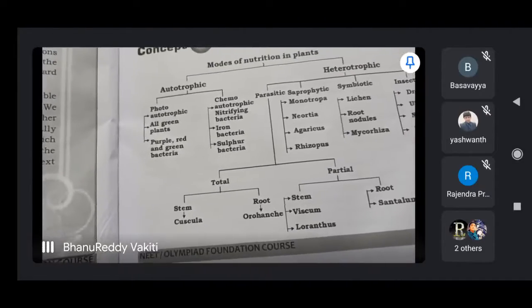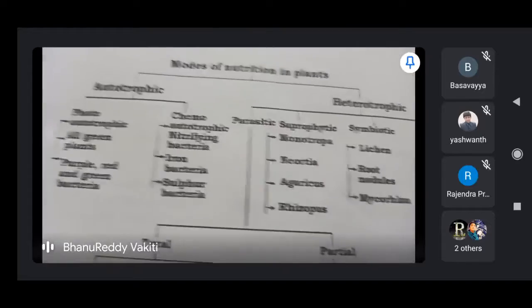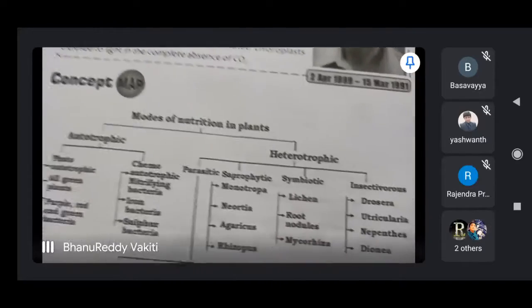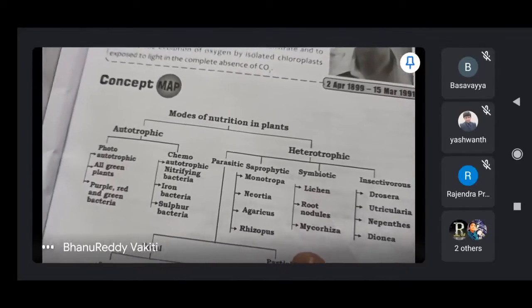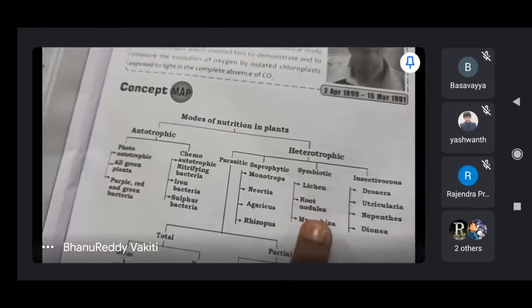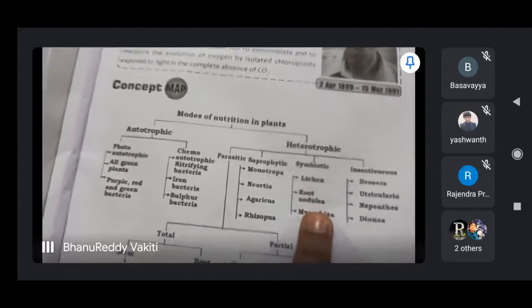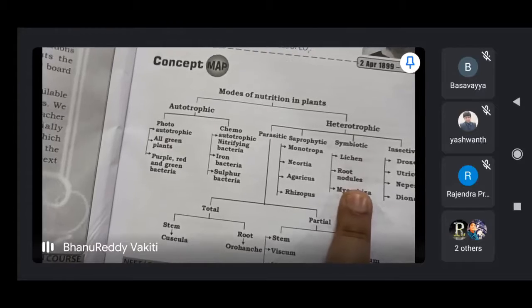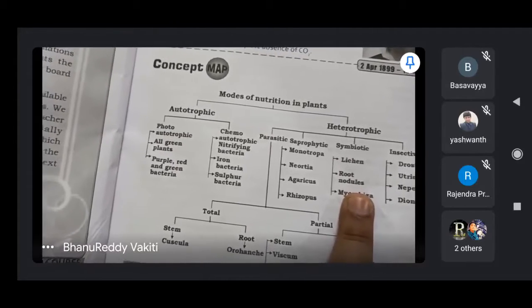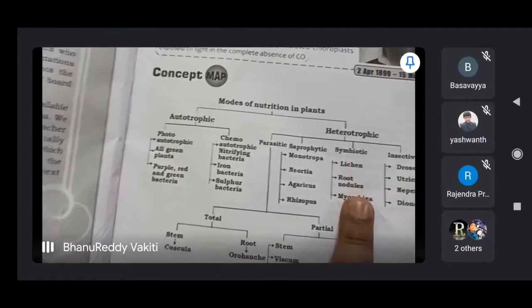Saprophytic, symbiotic means sharing their lives. This sharing happens in lichens and root nodules. In root nodules, the Rhizobium bacteria, the nitrogen fixation bacteria, are depending on the roots, and that bacteria takes shelter from those roots.